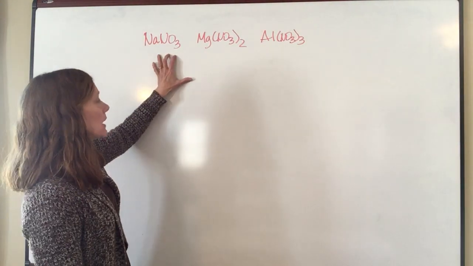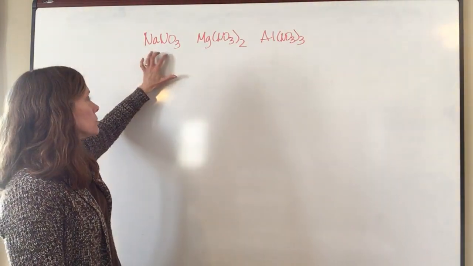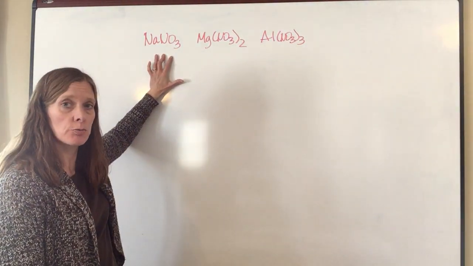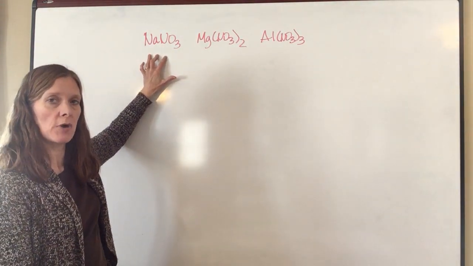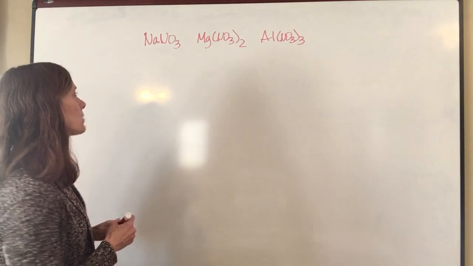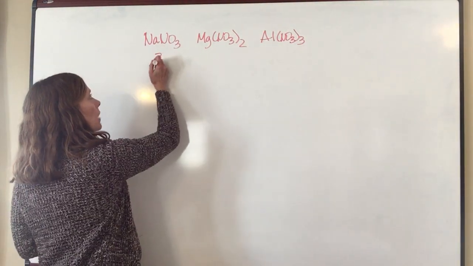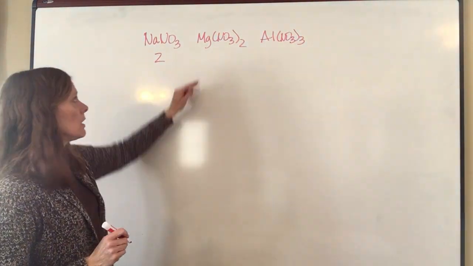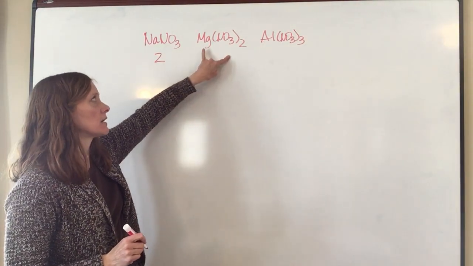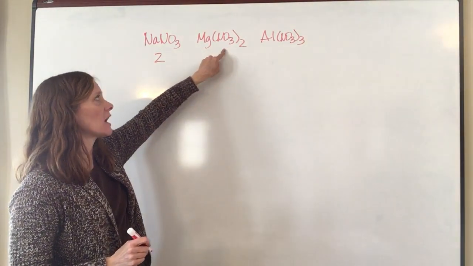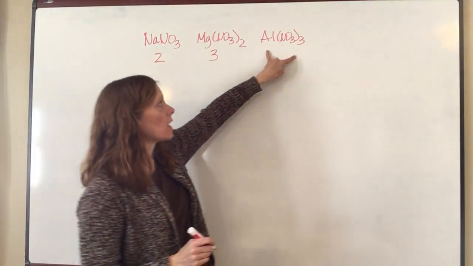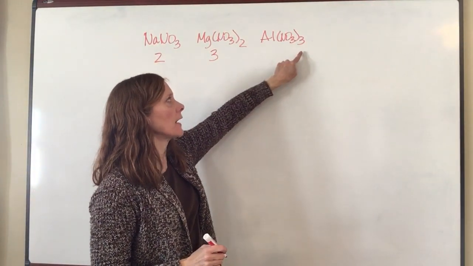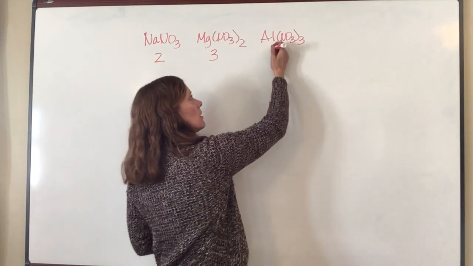If you remember, earlier in the chapter, we were talking about how many ions these would break down into. When I put this into solution, this sodium nitrate will break down into a sodium ion and a nitrate ion, which would be 2 ions. The magnesium nitrate will break down into a magnesium ion and 2 nitrate ions, which is a total of 3 ions. Where the aluminum nitrate will break down into an aluminum ion and 3 nitrate ions, which makes a total of 4 ions.